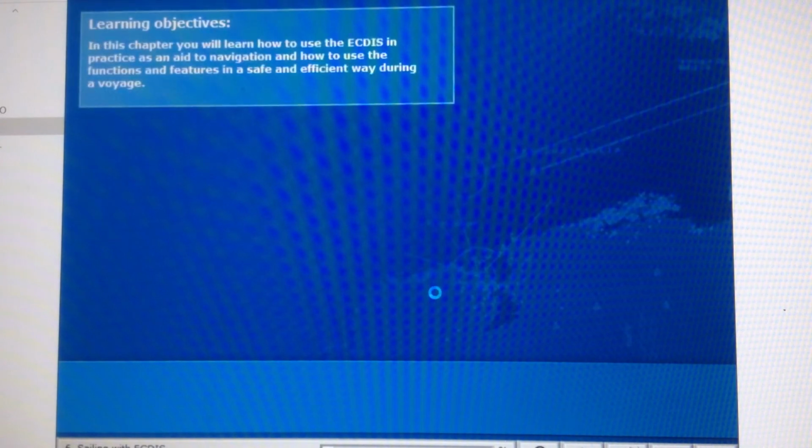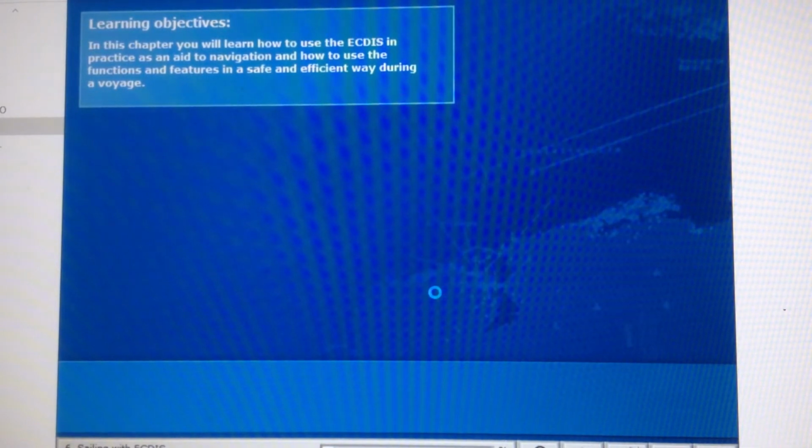In this chapter, you will learn how to use the ECDIS in practice as an aid to navigation, and how to use the functions and features in a safe and efficient way during a voyage.